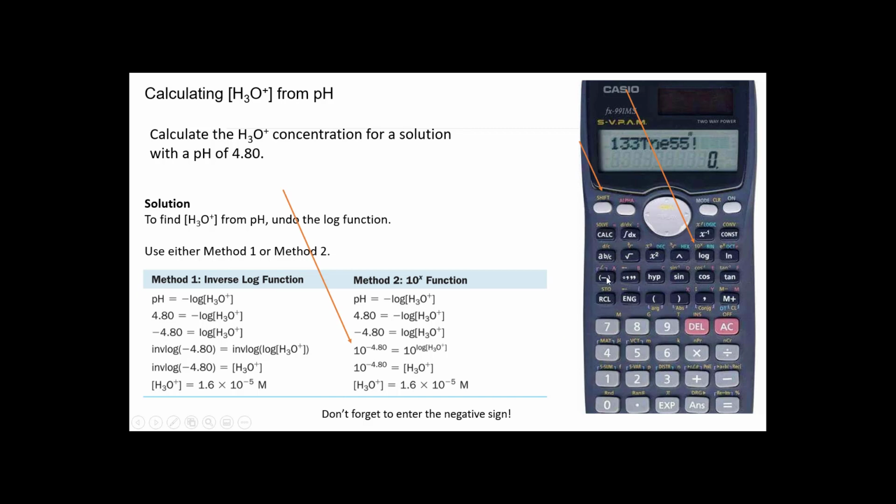I hit negative, negative's key here, 4.80, and it'll give me my concentration of hydronium ions. If you have one that does not look like this, see if this makes sense to you. Right here, cut it off. This is what you would enter into your calculator. This doesn't make sense to me. I've only ever used a Casio.